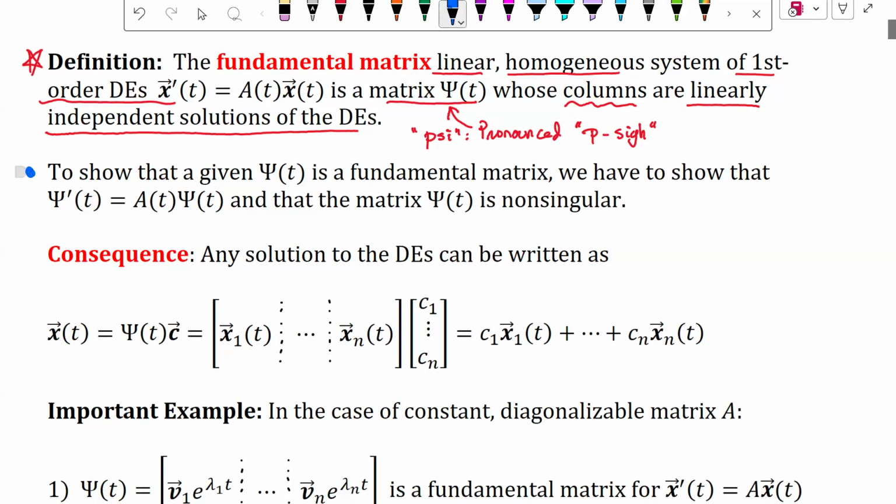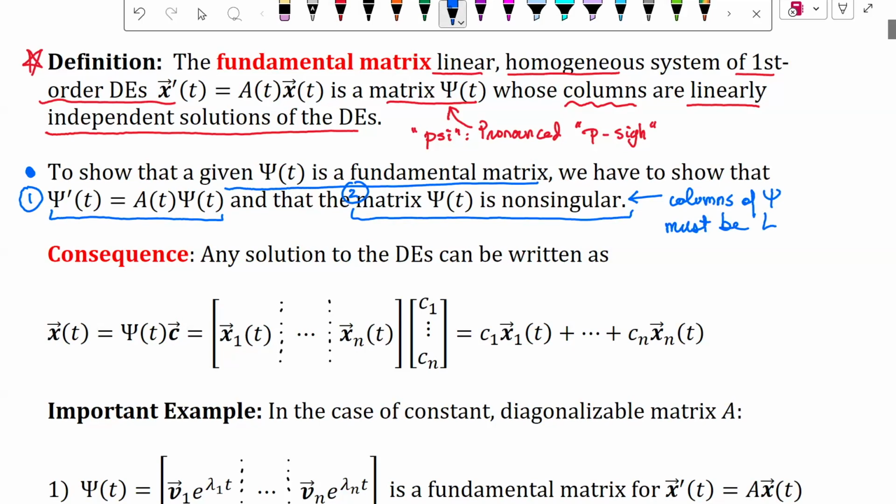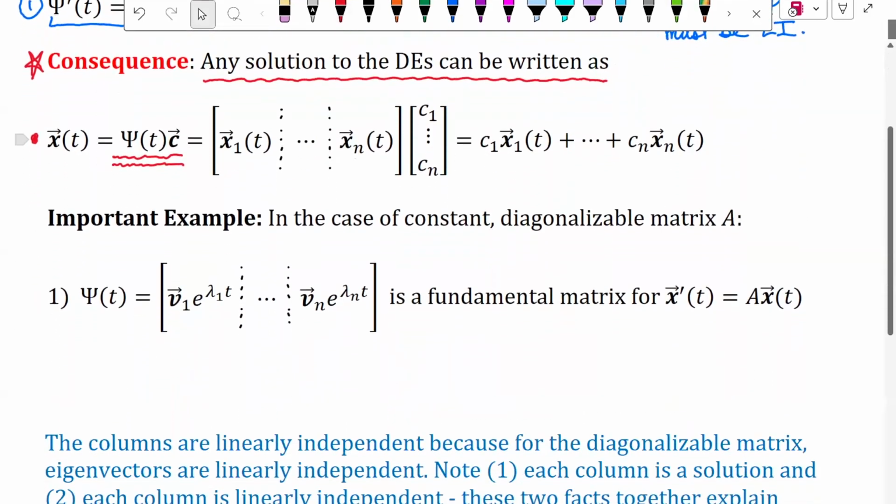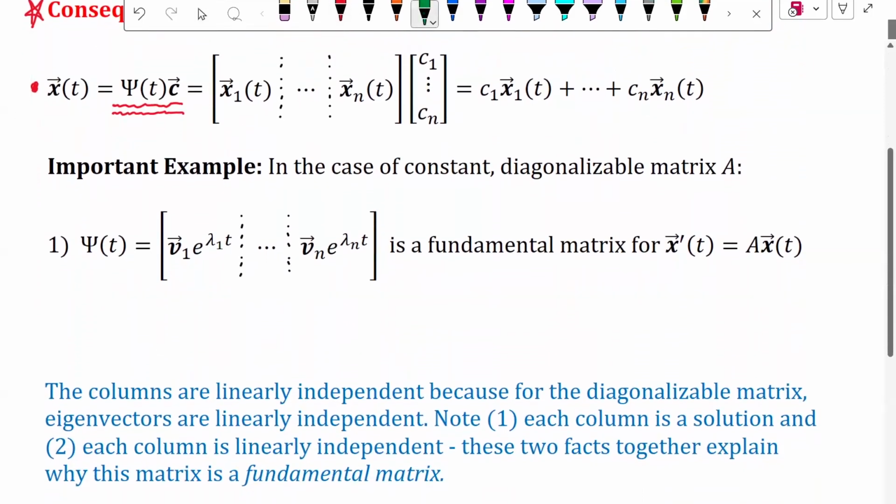Now, to show that a given matrix is a fundamental matrix, we have to show two things. We have to show that that matrix actually solves the ODE system, and we have to show that the matrix is non-singular. We're showing that because we need to confirm that the columns are indeed linearly independent. So what is the consequence of this? It turns out then that any solution to the differential equation can be written as the fundamental matrix times a vector of constants.